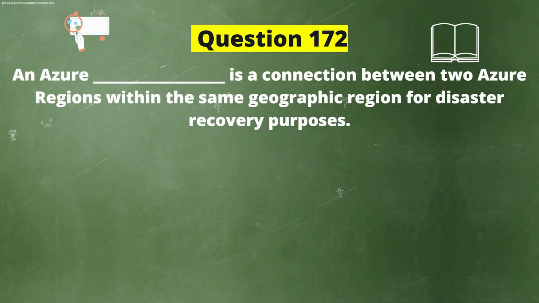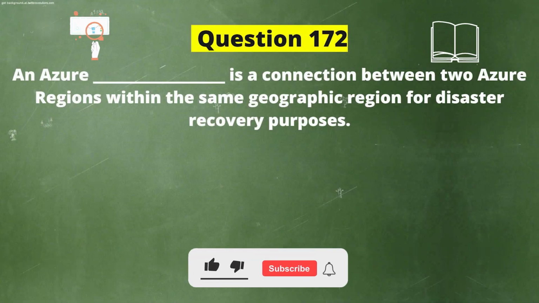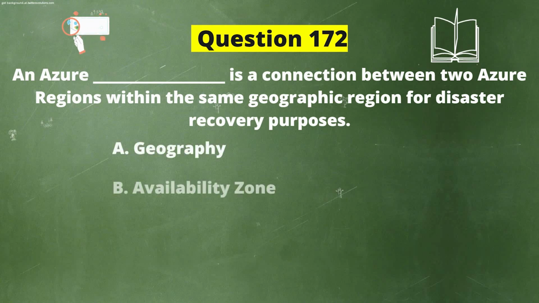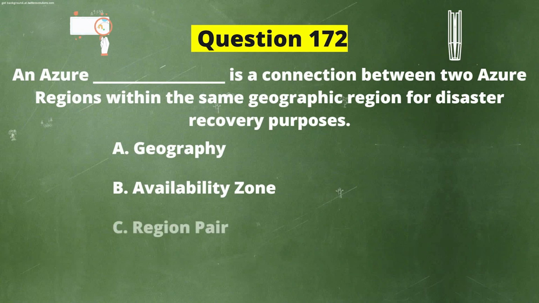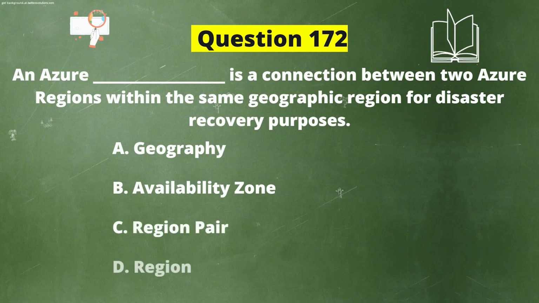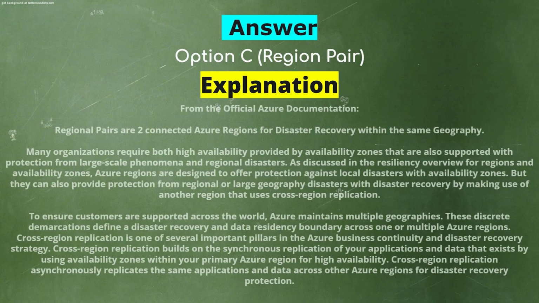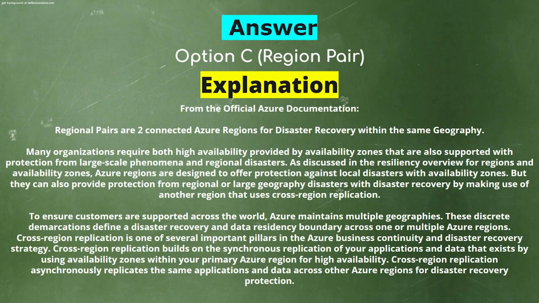Next question. An Azure dash is a connection between 2 Azure regions within the same geographic region for disaster recovery purposes. And the options are A. Geography, B. Availability zone, C. Region pair, D. Region. And the correct answer is option C. Region pair. Explanation. From the official Azure documentation, regional pairs are 2 connected Azure regions for disaster recovery within the same geography.